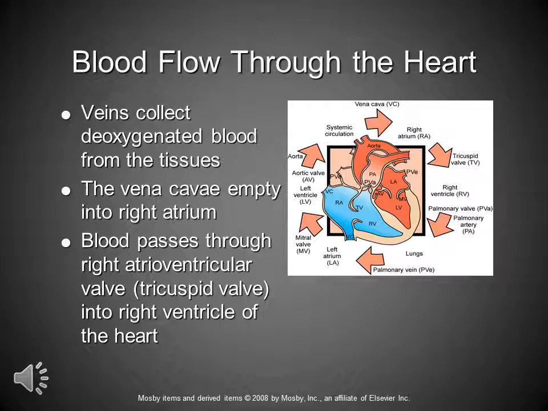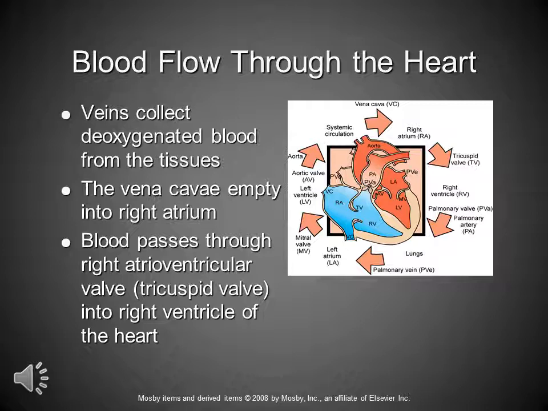A third vessel actually takes blood to the right atrium as well. That's the coronary vein. The coronary vein is going to return blood from the heart itself to the right atrium. The opening for the coronary vein is the coronary sinus. So there are three openings into the right atrium: superior vena cava, inferior vena cava, and the coronary sinus.